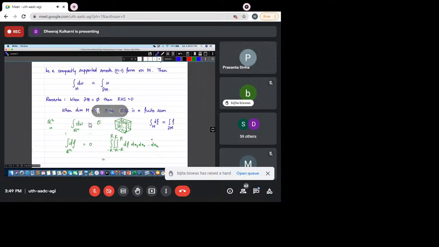But m is one dimensional, so the boundary of m is a zero-dimensional manifold. That means the integral on the right-hand side is a sum of values of f at various points. This is a signed sum, plus and minus. These are discrete points. Okay, thanks, sir.